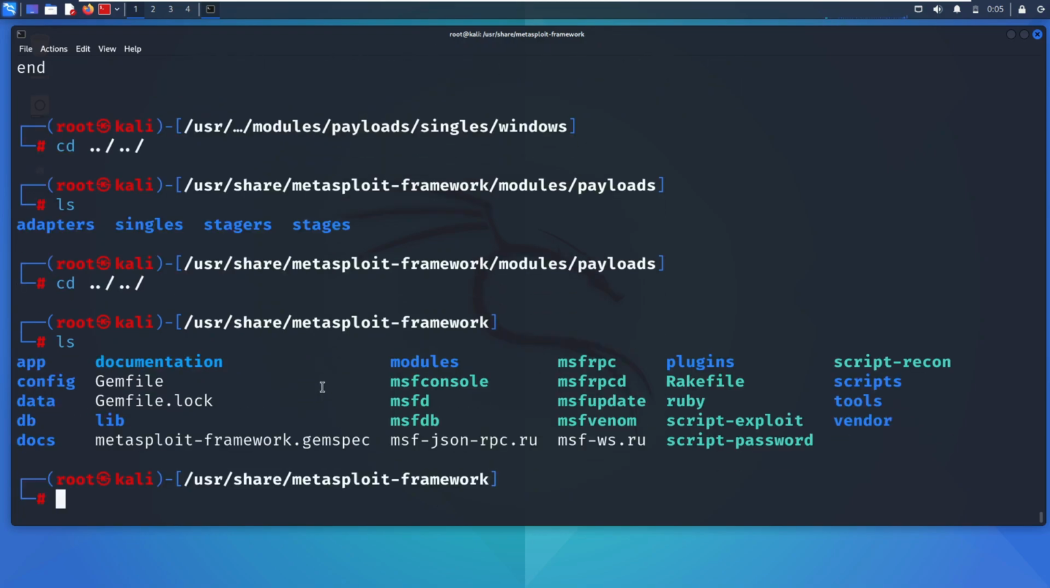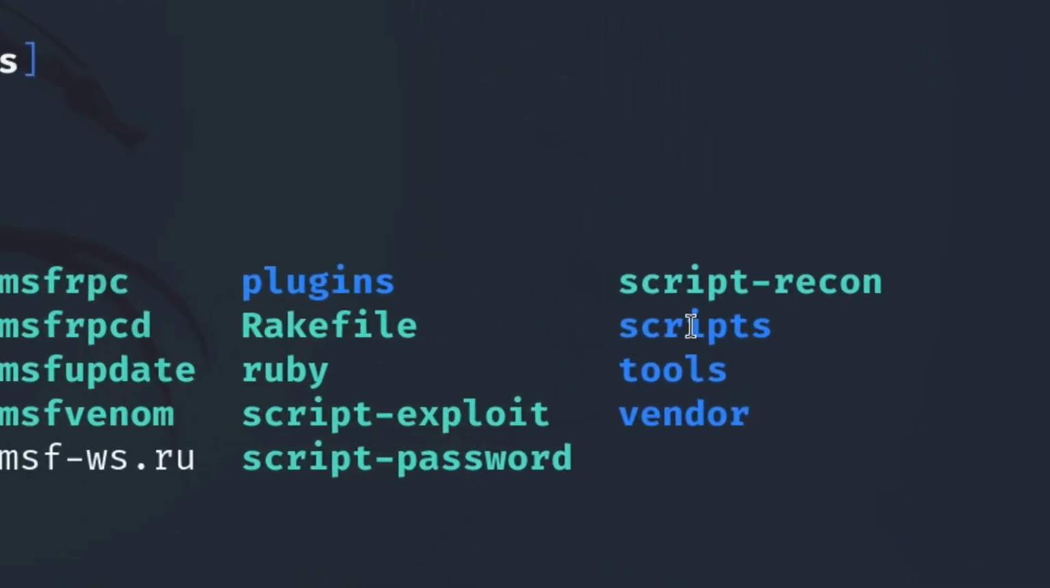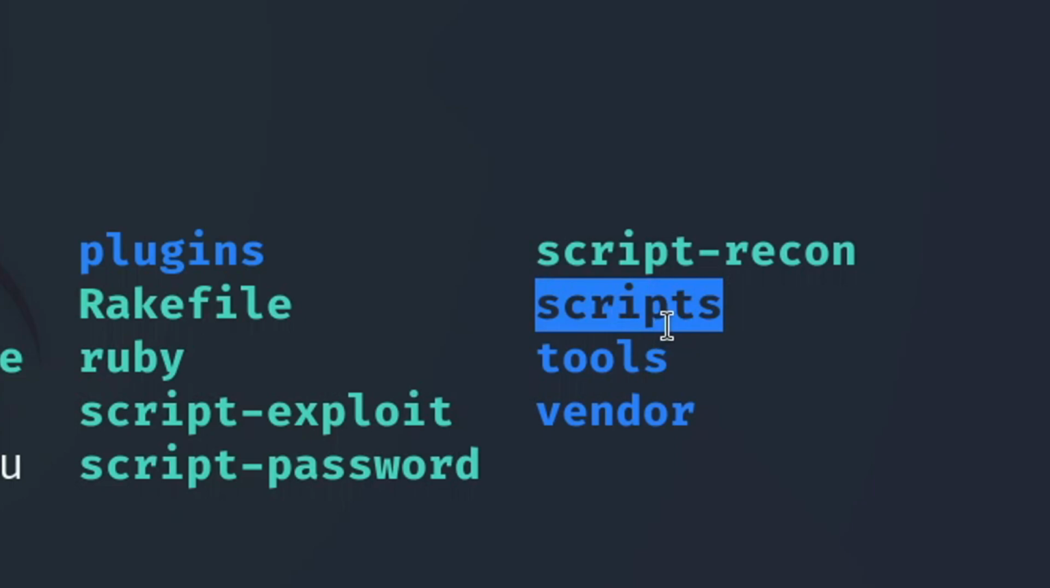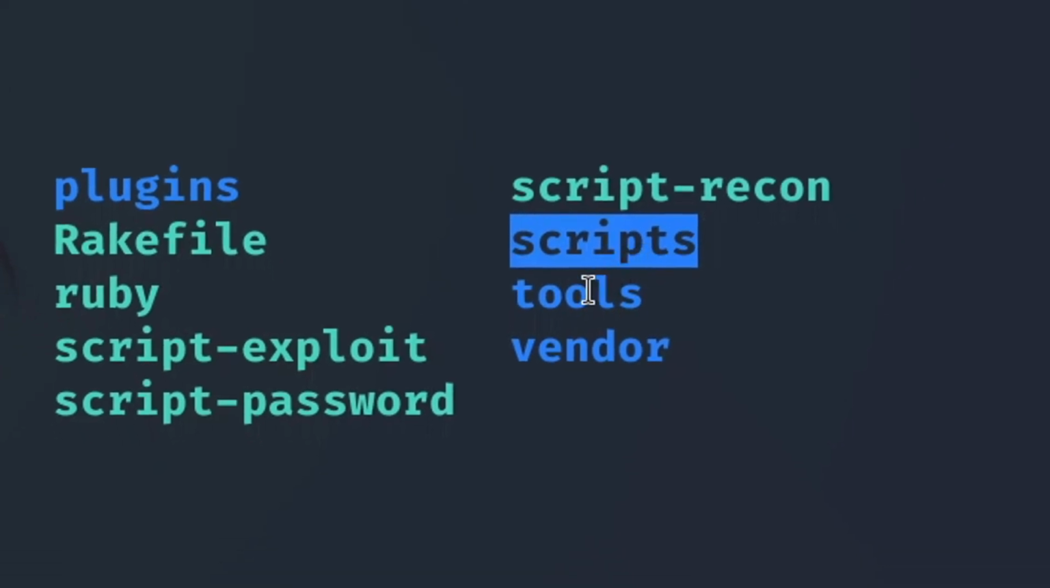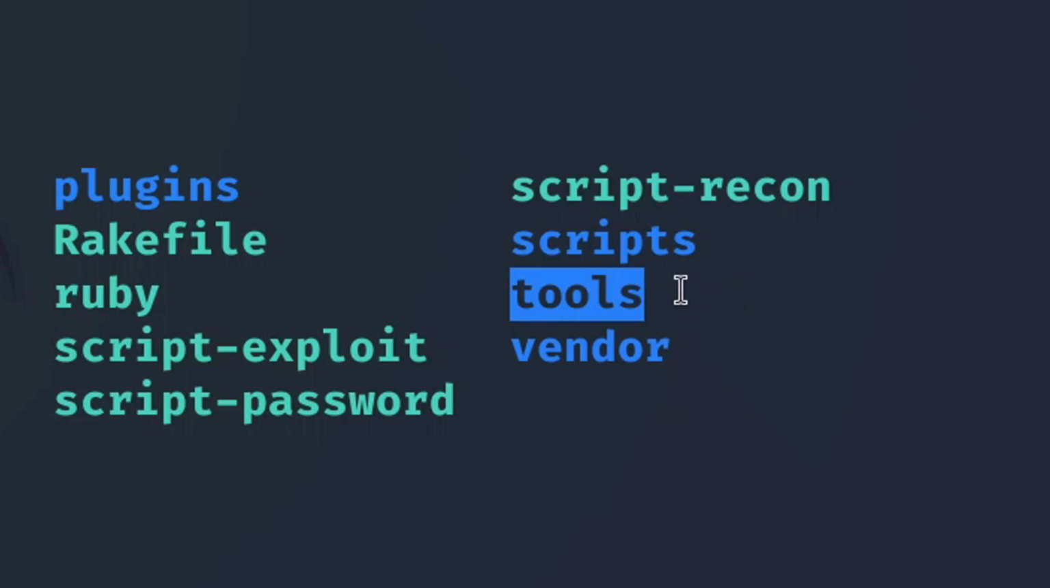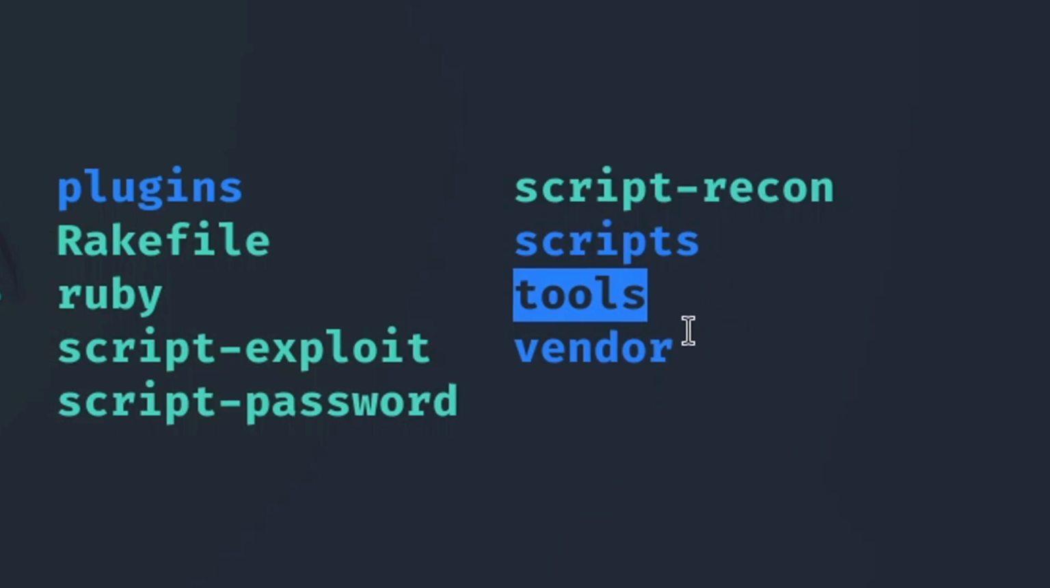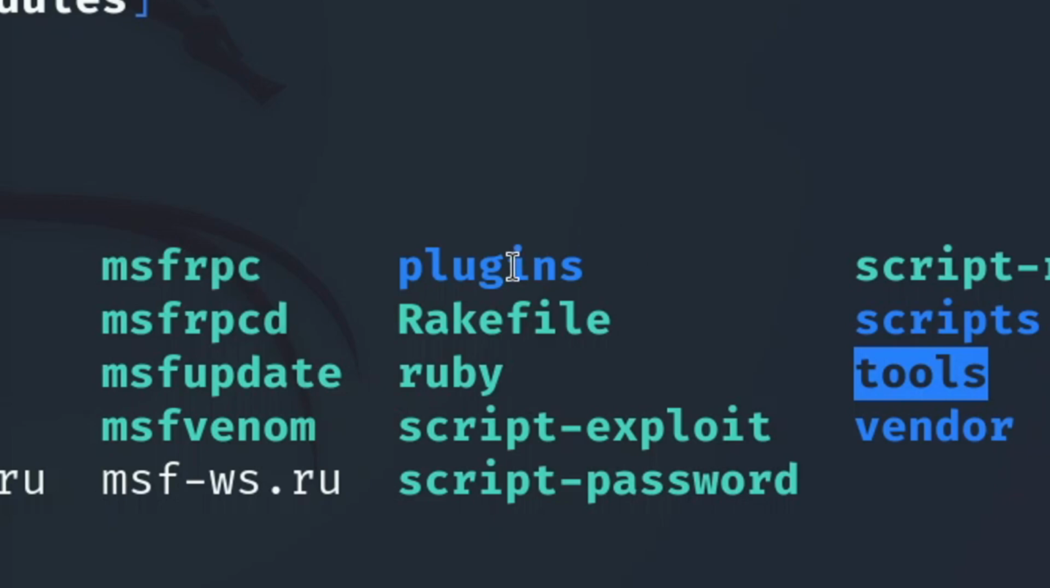Alright, let's dive into some key directories in Metasploit besides the one we just talked about. Check out the scripts directory inside Metasploit. It's packed with tons of scripts that Metasploit relies on. Then there's the tools directory. You'll find all sorts of tools here that help with exploitation. Lastly, there's the plugins directory.